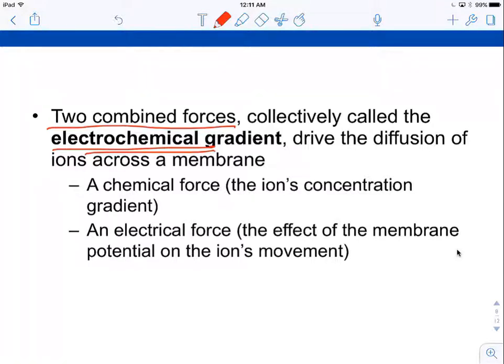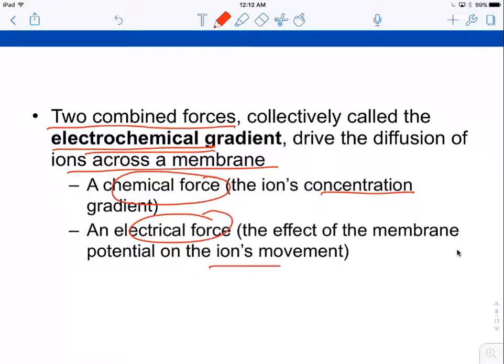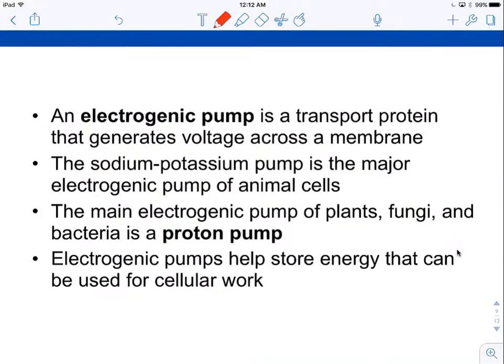Okay, and this can move ions across the membrane. So there's the chemical force, which is the concentration, and the electrical force, which is the charge. And if we look, the type of transport protein that does this is called an electrogenic pump. Okay, so sodium-potassium pump is a major electrogenic pump because it's pumping ions, pumping charge as well as concentration gradient. There are other types of electrogenic pump that are used in other organisms called proton pumps.